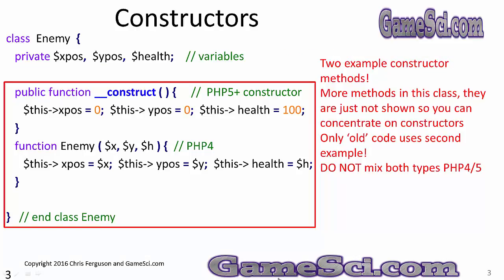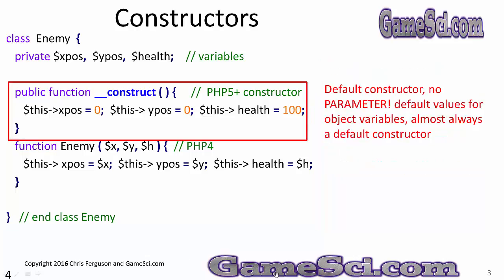One is the new style PHP 5 or greater style constructor, and one is the old PHP 4 style constructor. Now, there's certainly more methods in this class. They're just not shown, so I can concentrate on constructors. I don't want to put a whole bunch of code in this class and sort of lose the constructors within that code. Also, keep in mind that only old code uses the second example, and you can't mix both types in the same class. If you're writing new code, you should use the new style. If you're working on old code, you will see the old style code.